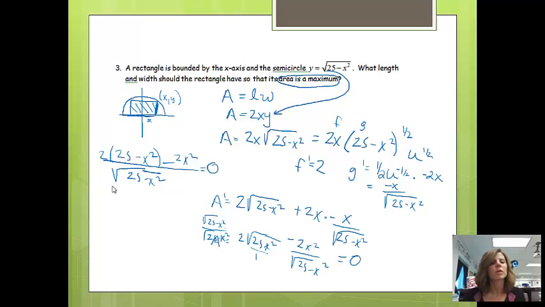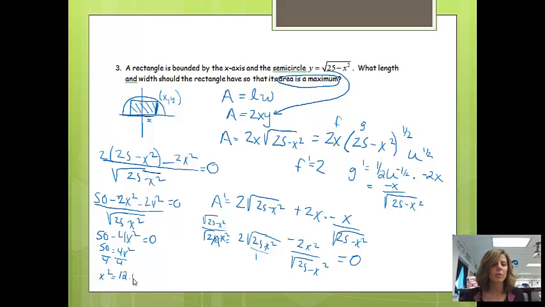I'm going to work this out just a little bit more. I'll get 50 minus 2x squared minus 2x squared all over the square root of 25 minus x squared, still equals 0. Simplifying the numerator, 50 minus 4x squared and setting it equal to 0, I will add 4x squared to both sides, I think. And then I will divide by 4. So x squared equals, I believe, 12.5. And then x, I'd have to square root that, so x equals the square root of 12.5, which is 3.536. And we will use our calculator on that to get that. So x is equal to 3.536.